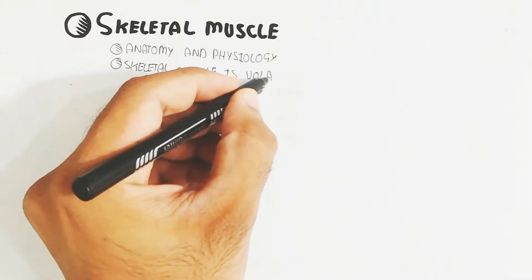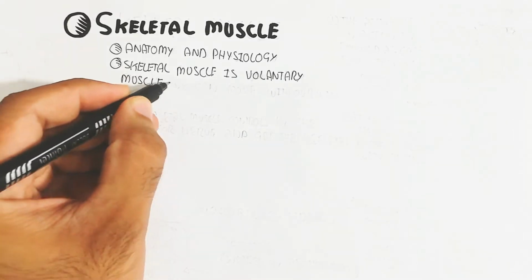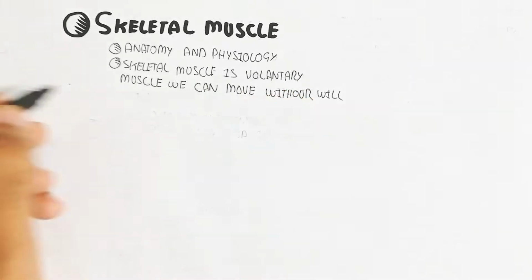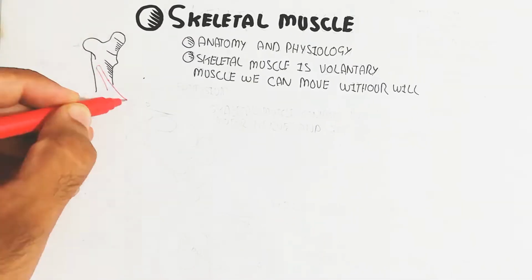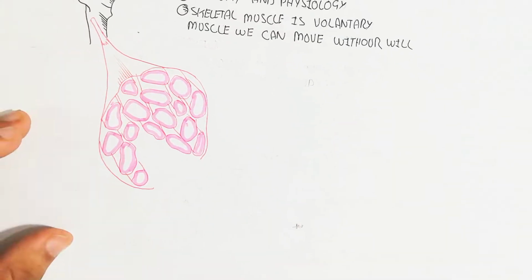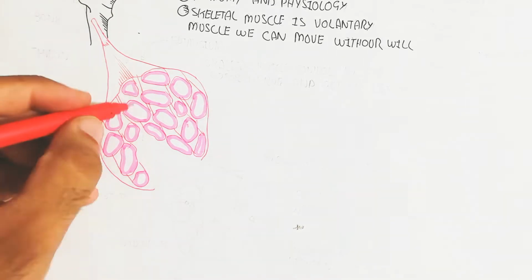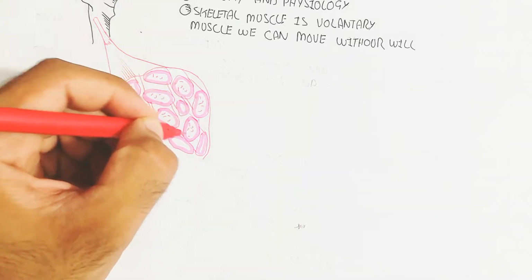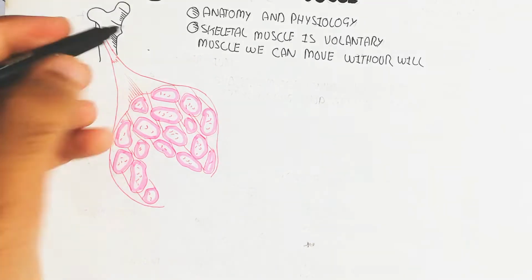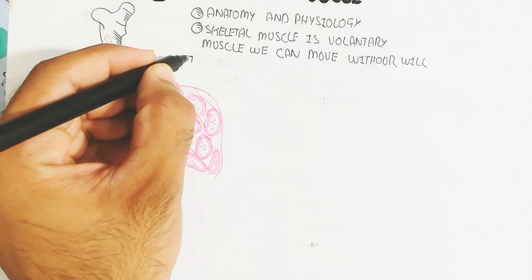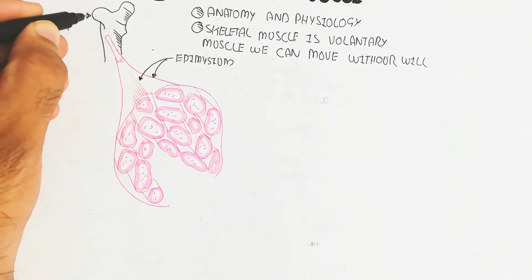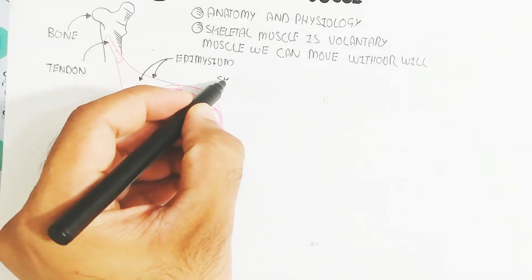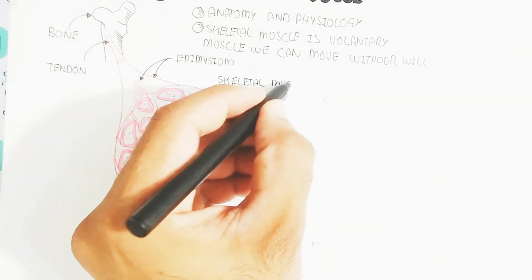Skeletal muscle is voluntary muscle, we can move it with our will. Voluntary means we can control its movement. This is a bone which is attached with the tendon, and the tendon is attached with the muscle. So the bone to muscle attachment is through a tendon, while the muscle to muscle or bone to bone attachment is known as a ligament. Here the tendon and epimysium are present.